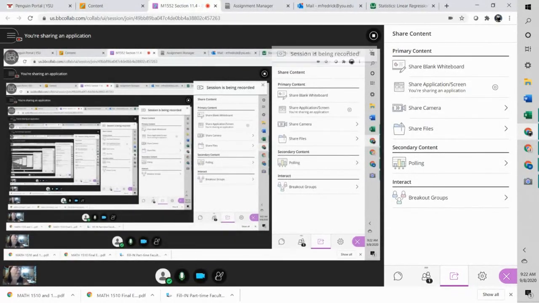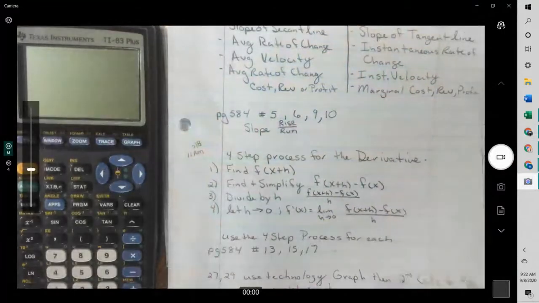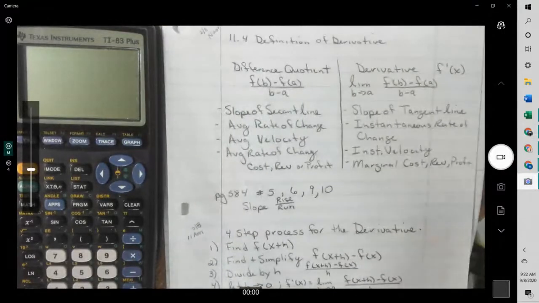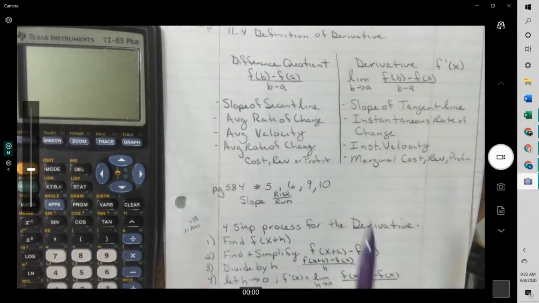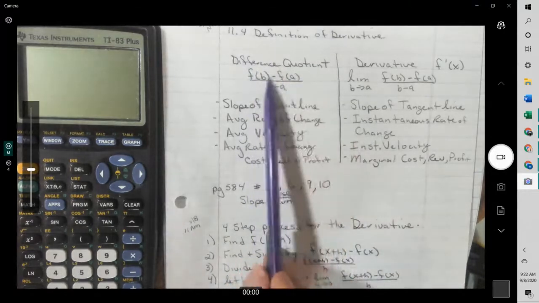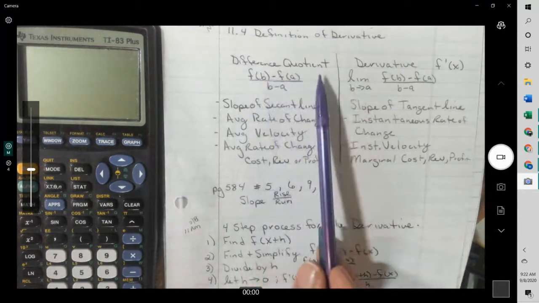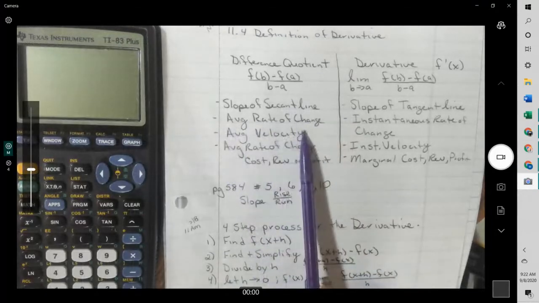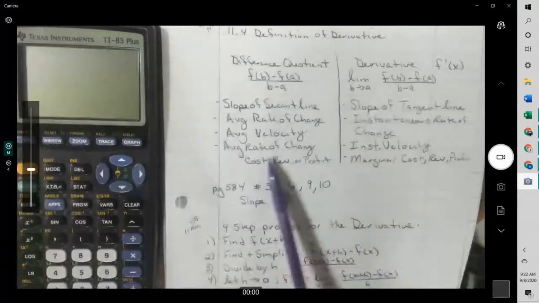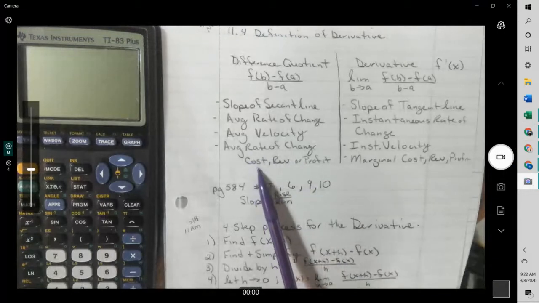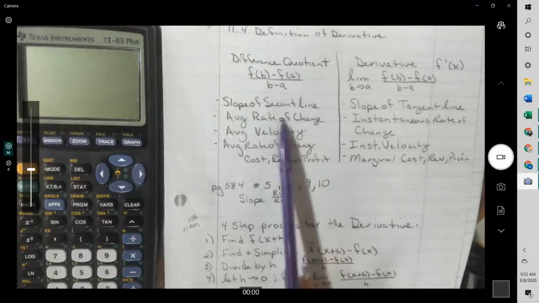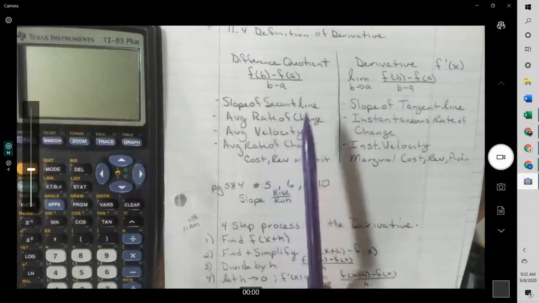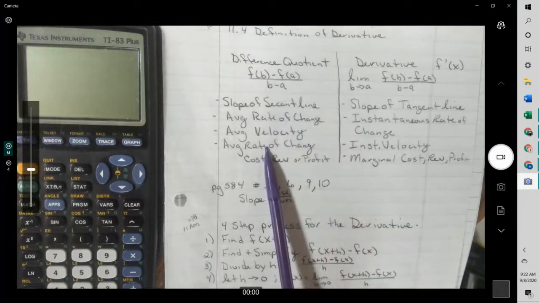Today we're going to cover section 11.4, definition of derivative. Now when we're doing these, we talked in section 11.3 about the slope. That's called the difference quotient. It's the slope of the secant line, average rate of change, average velocity, average rate of cost, revenue, or profit. If we're finding the average rate between two values, it's your difference quotient.